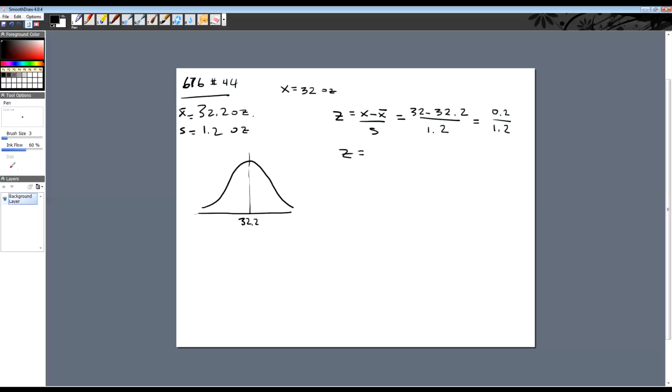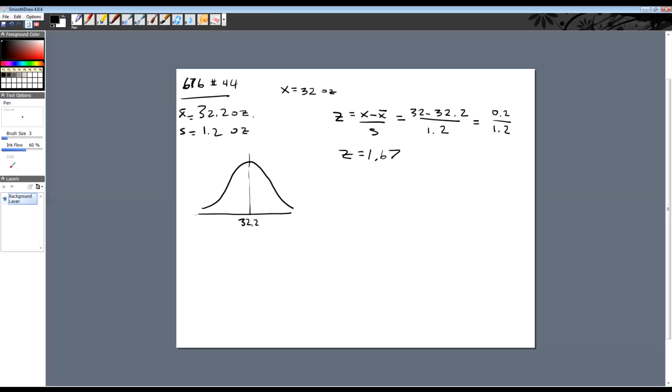That gives us a Z-score of 0.833. No, I'm sorry, I did my calculator wrong. So let's see. Z is 1.66 or 1.67. So that's the Z-score that we're looking at.